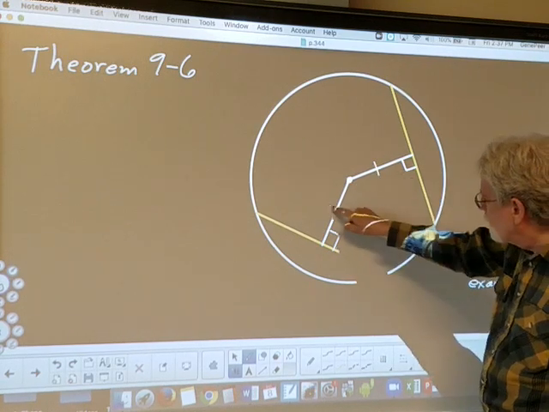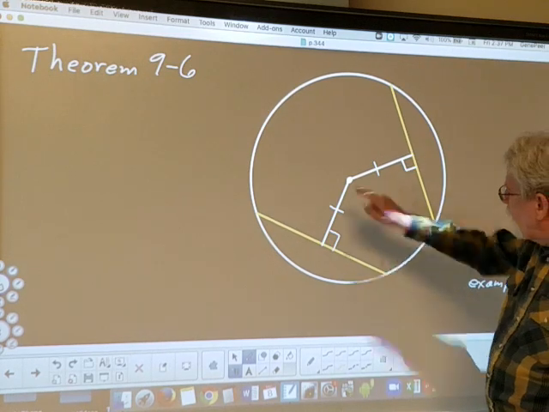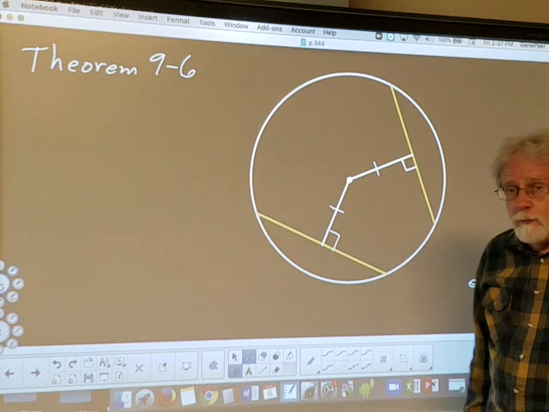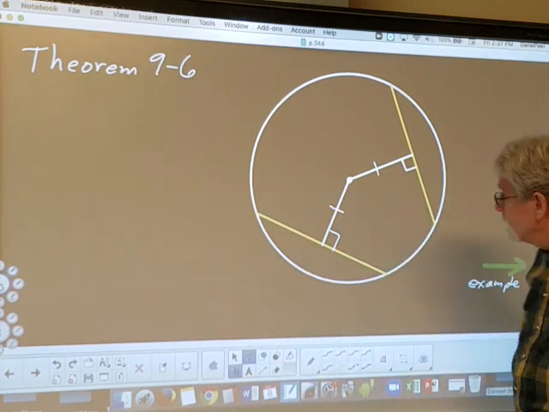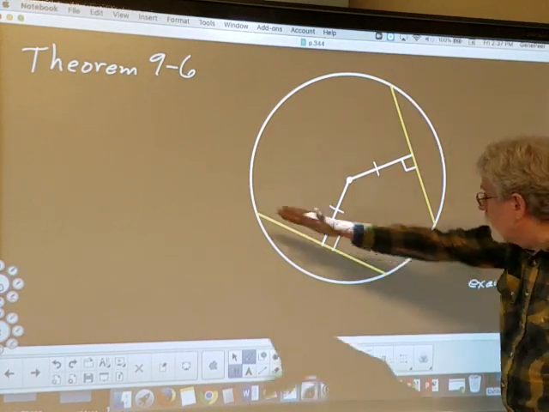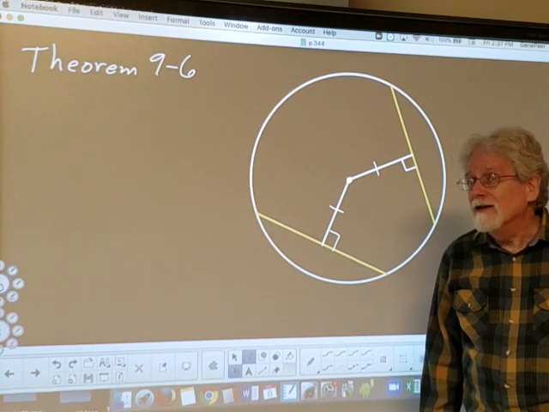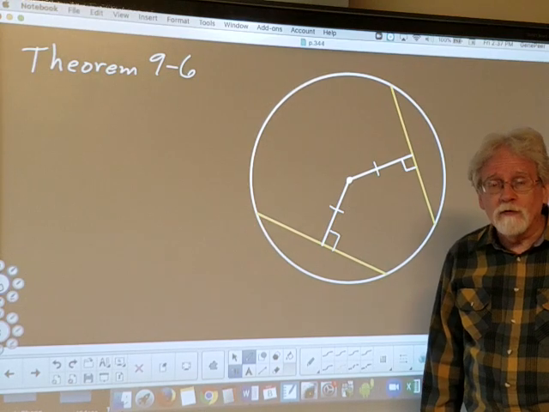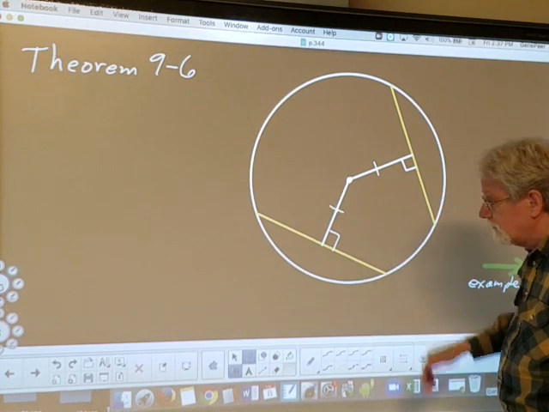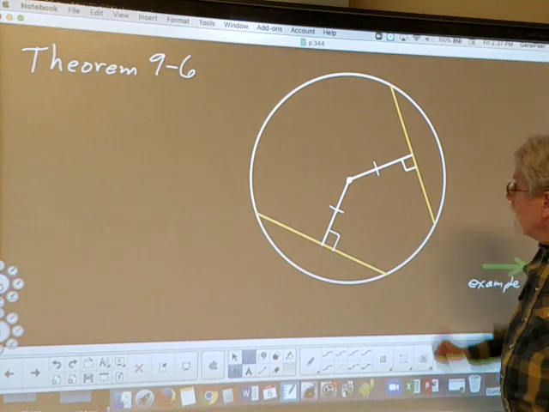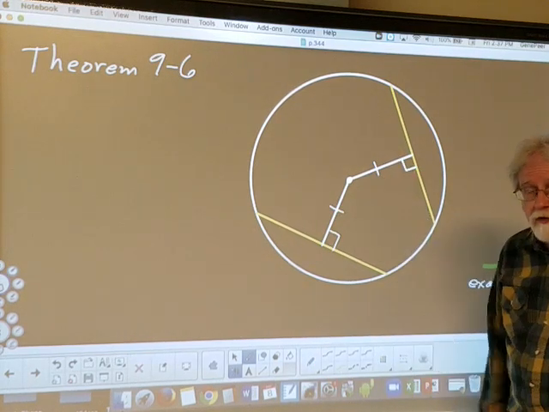I'll mark them with congruent marks here. If two chords are the same distance from the center, then those chords will be congruent. Absolutely. And conversely, if two chords are congruent, then guess what? They will be the same distance from the center. If they're the same distance from the center, then they will be congruent. Converse: if they're congruent, then they will be the same distance from the center. It works both ways.